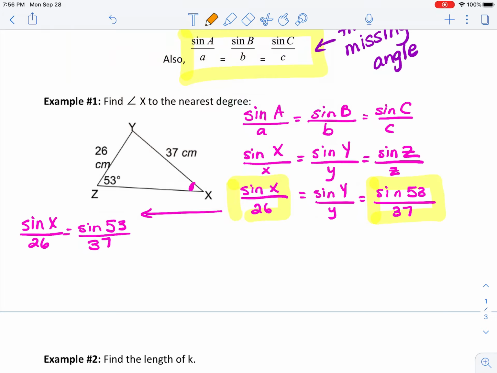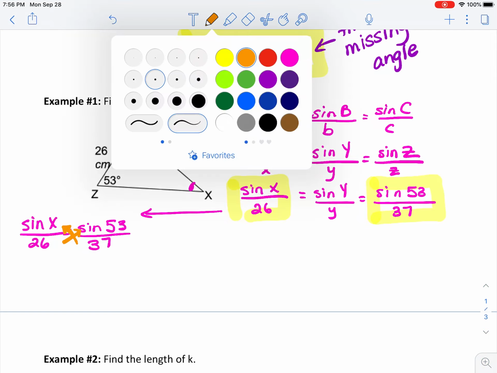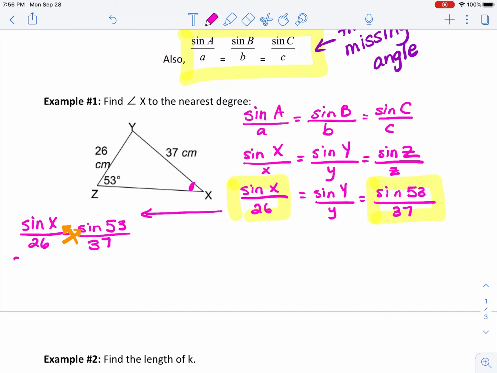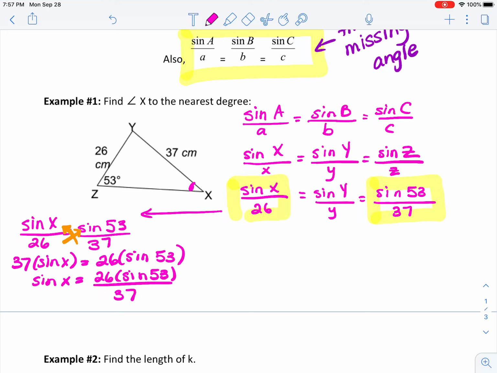And we're going to solve for an unknown with our ratios like we did in class. We are going to, or sorry, it would be yesterday for you, cross multiply. So crisscross, we get 37 times sine x equals 26 times sine 53. And I want to find sine x, so I'm going to move 37 over to the other side. Opposite of times 37 is divide by 37. And lastly, I want to solve for an angle, so I have to take the inverse.